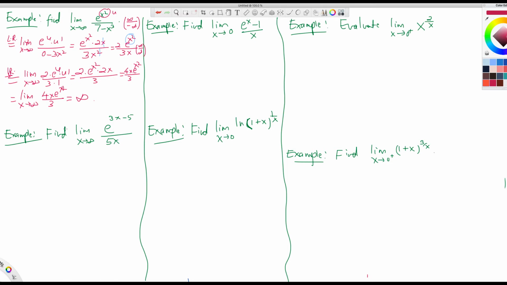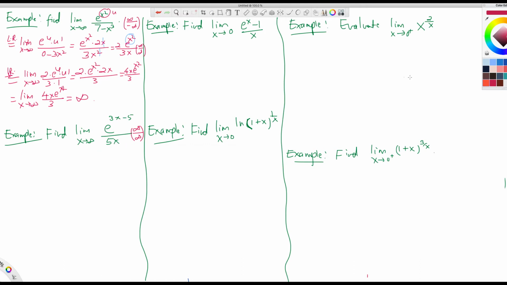So let us do another example. This also has x tends to infinity. You have e to the 3x minus 5 over 5x. If you plug in the limit, what do you get? You will get 3 times infinity is infinity, minus 5 is infinity. e to the infinity is infinity, over 5 times infinity is infinity, right? You are just plugging in x tends to infinity there.